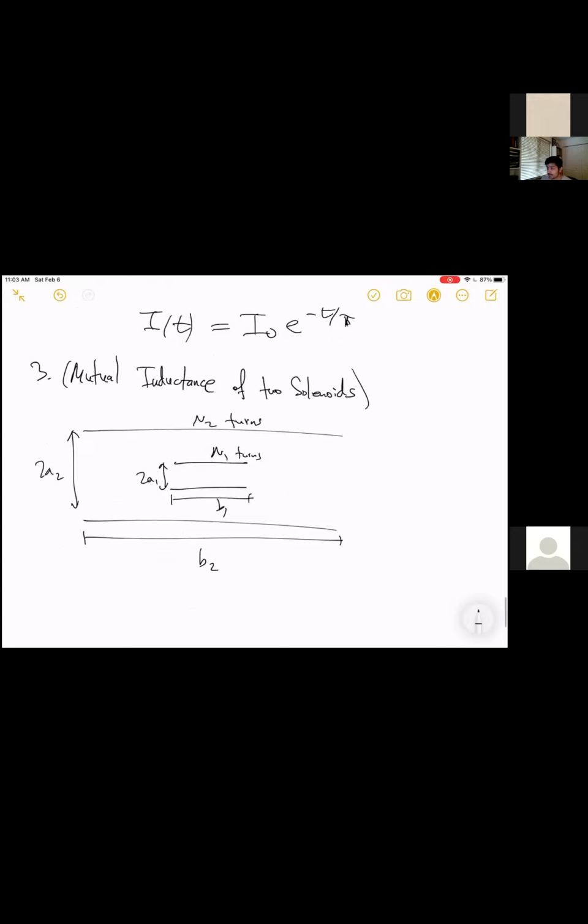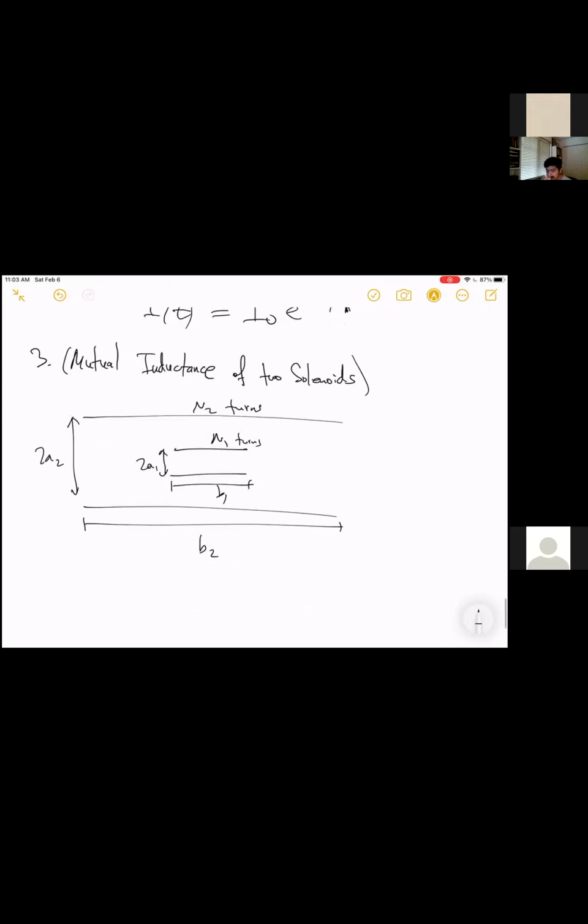So here's a question for the chat. If I flow a current I through the inner solenoid, and then I try to compute the flux through the outer solenoid, would you be able to do that? If I flow a current I through the inner solenoid, then how would you compute the flux in the outer solenoid? Can somebody tell me how you would do that?